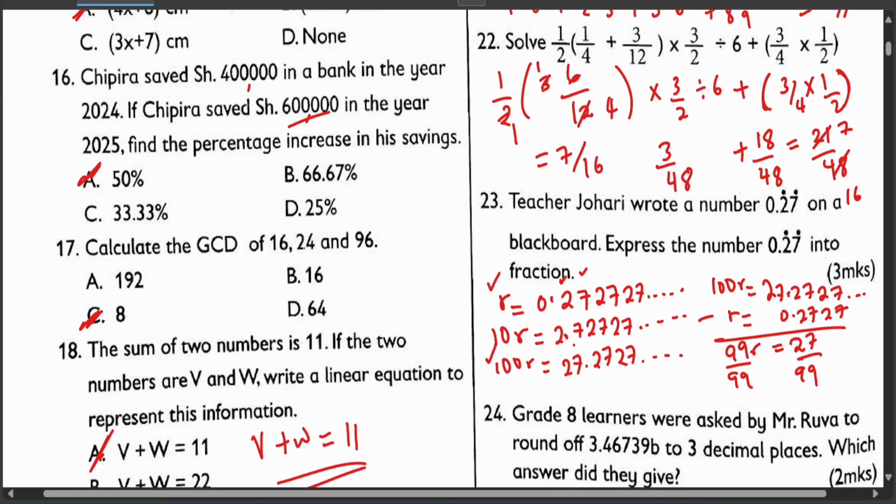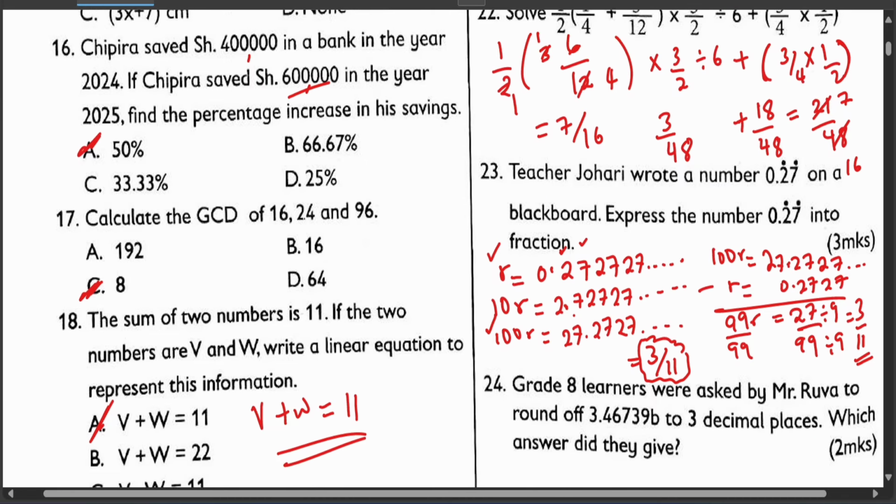If you simplify it by 3, divide by 3, divide by 3, or divide by 9. Divide by 9 gives you 3 over 11. Therefore, our answer is just 3 over 11. So, let's go to the other question.